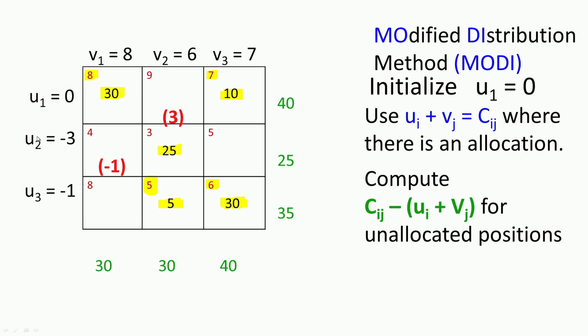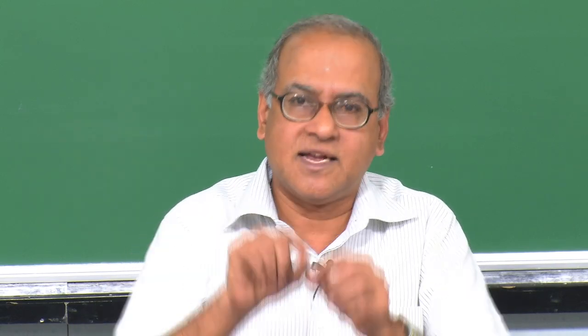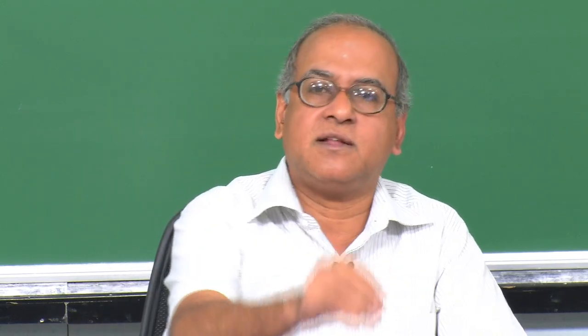Cij is 5, Ui plus Vj is minus 3 plus 7, which is 4. So 5 minus 4 is 1. Cij is 8, Ui plus Vj is minus 1 plus 8, 7. So 8 minus 7 is 1. Now, these represent the gains. We observe that there is a negative here, so there is a gain and we can put something in this position. How much we put and how we proceed from here, we will see in the next class.